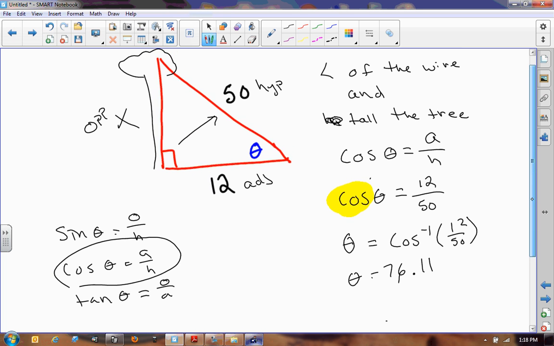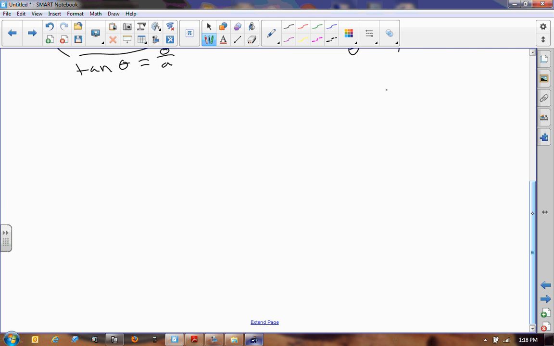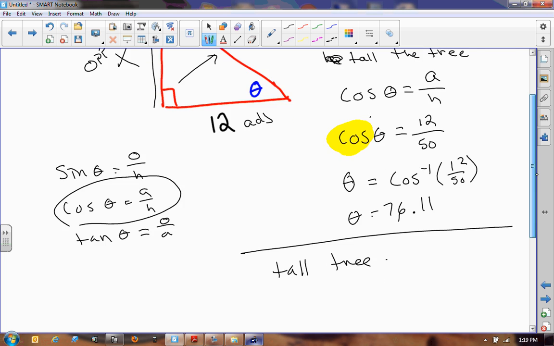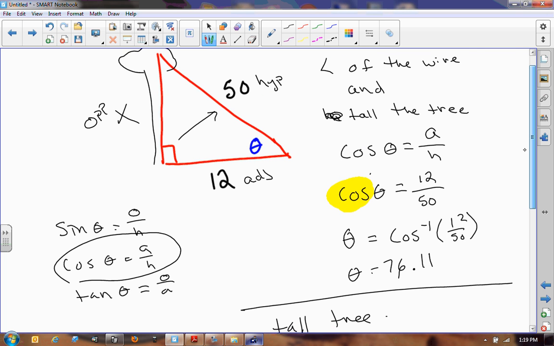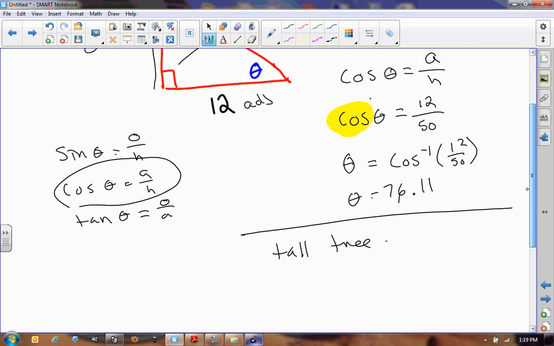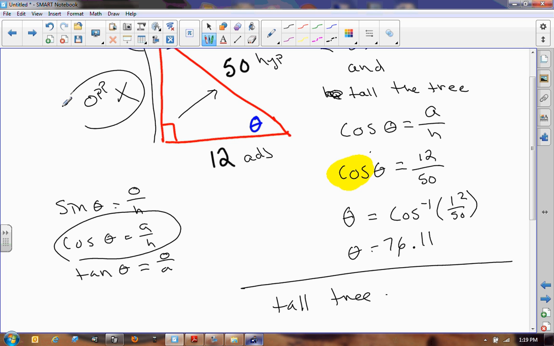So now we have to find how tall the tree is. How tall is the tree? And all trig problems are the same. Identify your ratio. I need a ratio that has the opposite and either the adjacent or the hypotenuse. Doesn't make a difference. Let's be different. Let's go with opposite and adjacent. Opposite and adjacent is going to be a tangent.